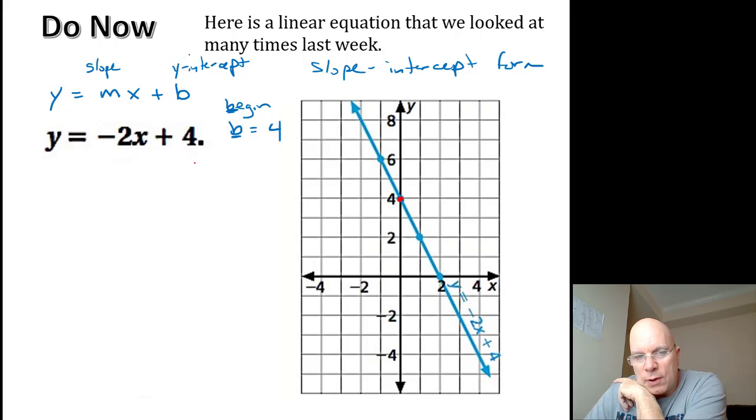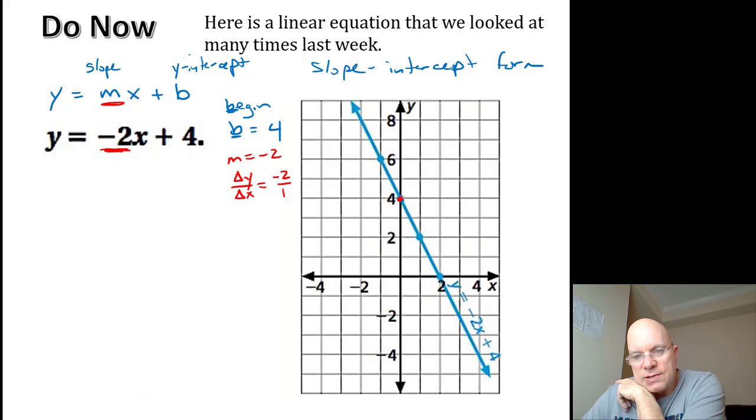And then in order to get one more point, which is all we really need, because if we have 2 points on the line, we can draw the line through those 2 points. We have to understand that m is the slope. So m is the number that's being multiplied by x. It's called the coefficient of the variable term. So if m is negative 2, we remember that slope is the change in y over the change in x. And so you represent negative 2 as a fraction, it's negative 2 over 1.